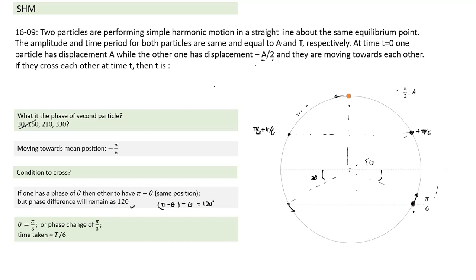So what is the time this particle Q will take to move to this point Q dash? How do we calculate time? We calculate time in terms of the change in phase angle. What is the change in phase angle here? The change in phase angle is 2 into pi by 6, which is pi by 3. And the time taken for a change of phase of pi by 3, which is 60 degrees, is T by 6. They will cross each other after time T by 6.